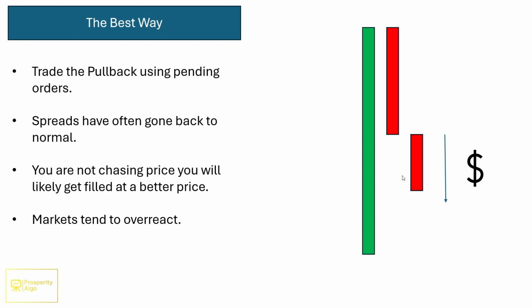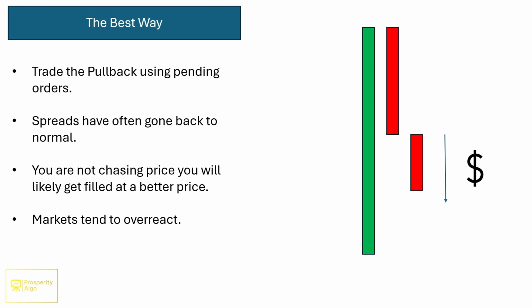And the reason why this approach is quite solid is when price starts to pull back, often spreads have already normalized. And because you're not chasing the initial direction of price, you're buying on a pullback, usually you will get filled at a better price because you're not fighting to be part of that initial group of buyers or sellers who are trying to ride with the news. You're buying typically at a better price.